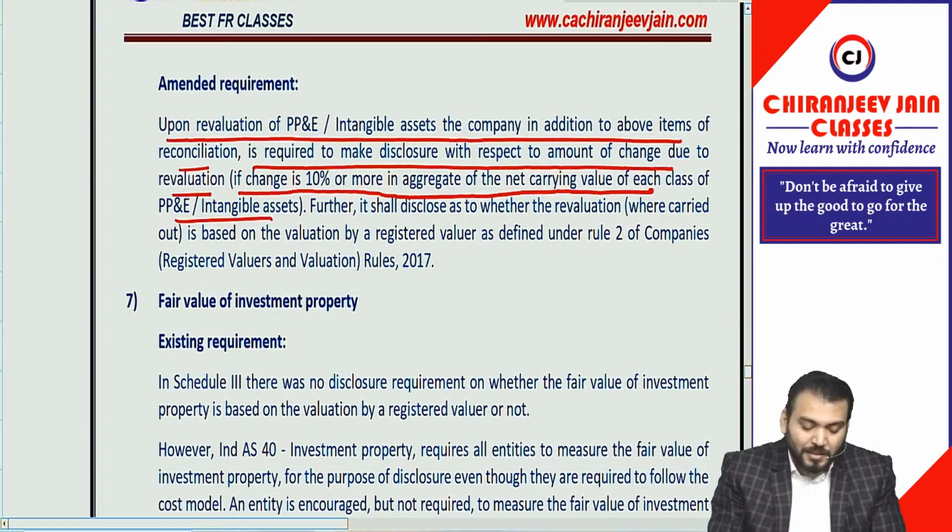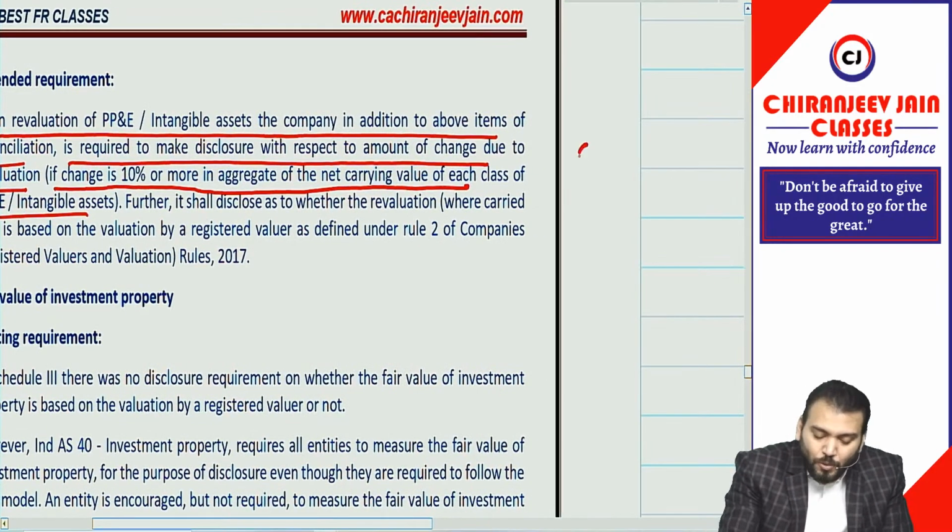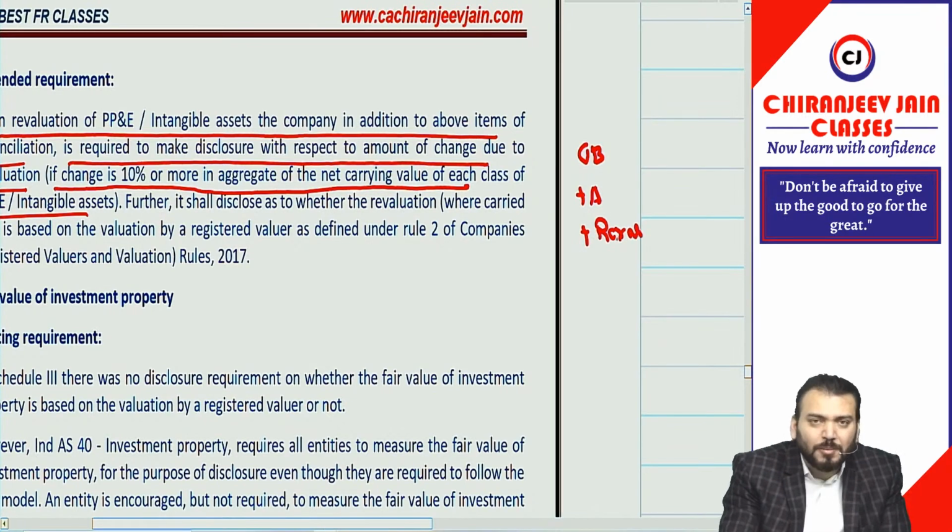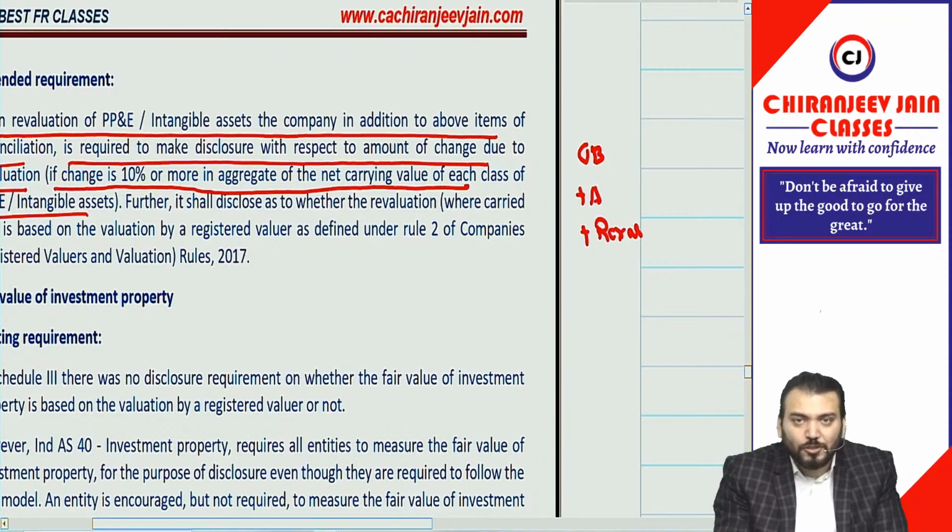Got it? Yes, sir. Correct? Simple: opening balance plus addition, plus any upward revaluation that needs to be given, minus any downward revaluation that needs to be given.